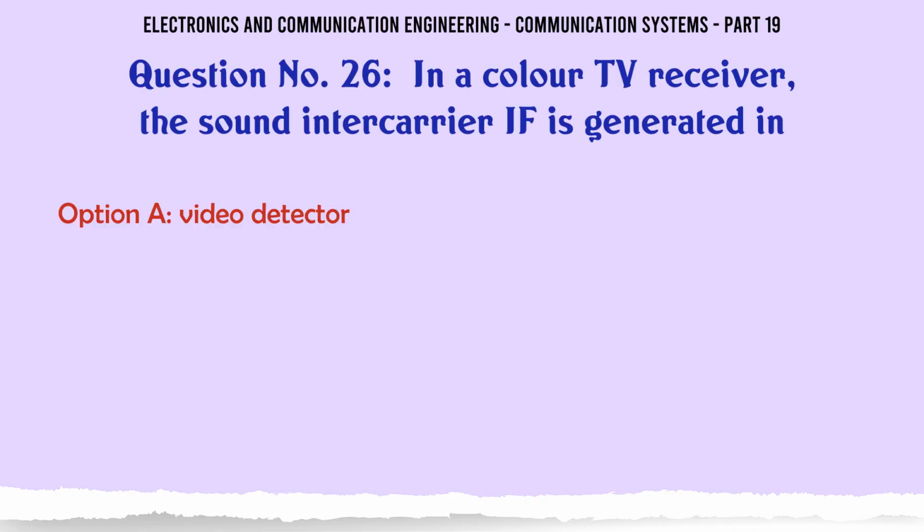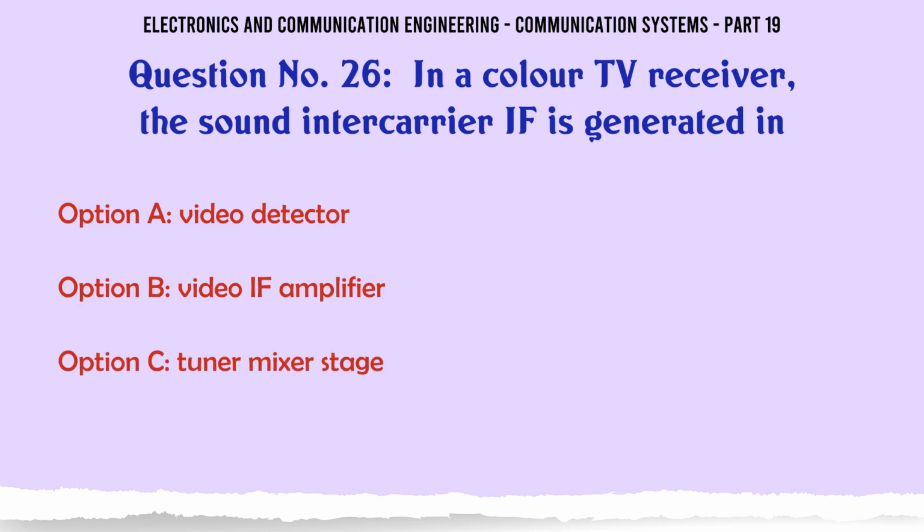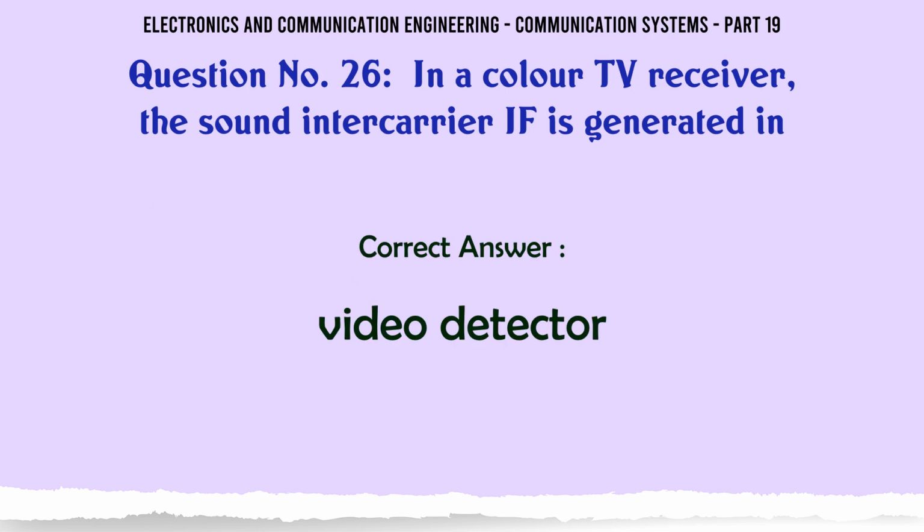In a color TV receiver, the sound intercarrier IF is generated in A. Video detector, B. Video IF amplifier, C. Tuner mixer stage, D. Limiter stage. The correct answer is video detector.